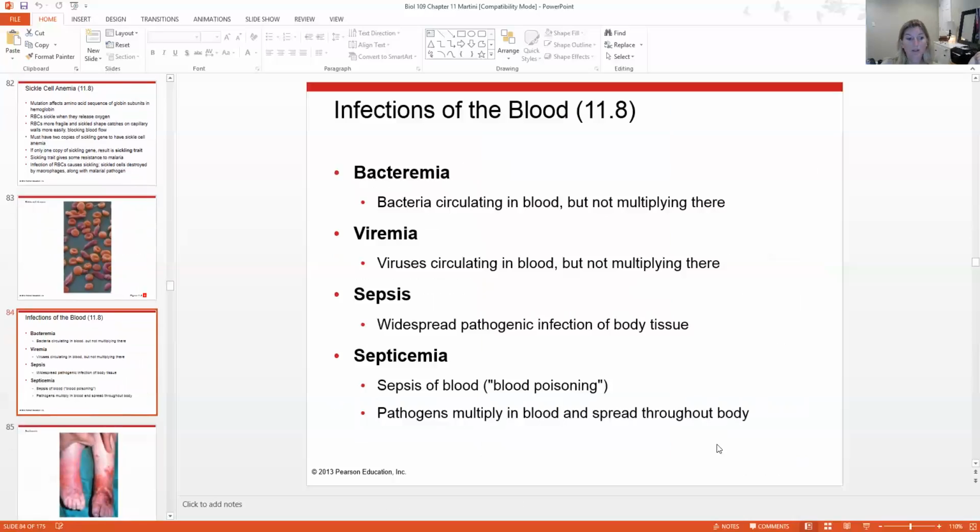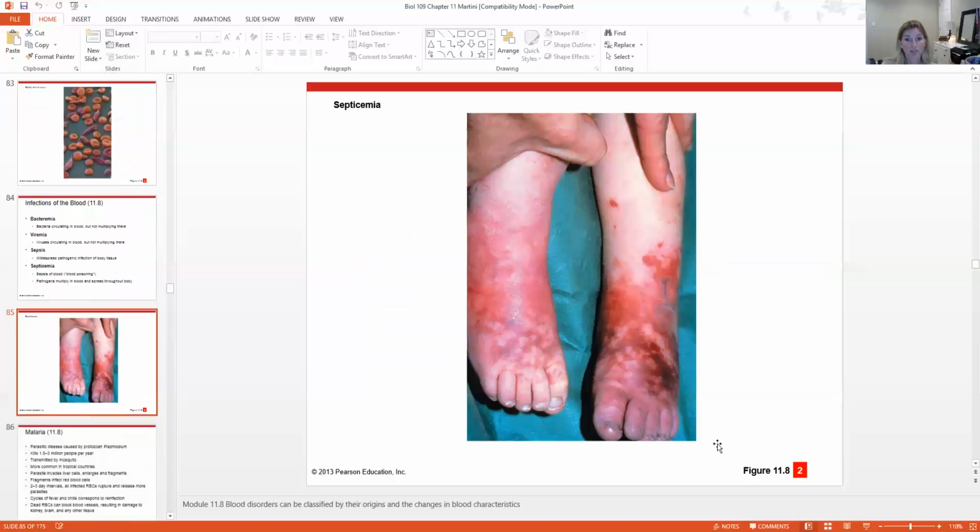So let's talk about some blood infections. You have bacteremia. This is just when bacteria is circulating in your blood. It doesn't multiply there, but it's circulating. Viremia is viruses circulating in the blood. Viruses don't multiply unless they're inside of a cell, so it's not multiplying there either. Sepsis is a widespread pathogenic infection. Septicemia is blood poisoning. This is a sepsis specifically in the blood. The pathogens can multiply in the blood, spread throughout the body, very dangerous.